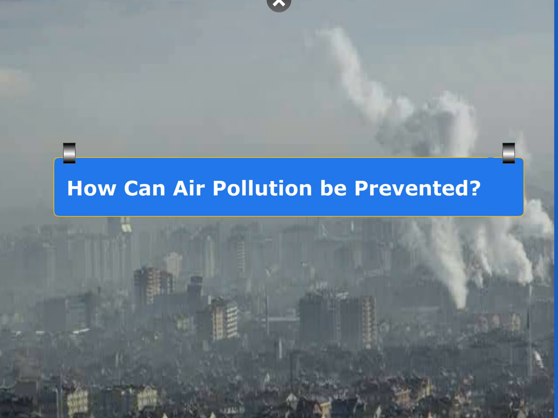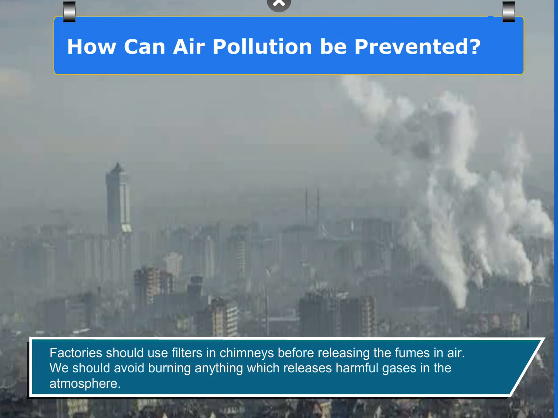How can air pollution be prevented? Factories should use filters in chimneys before releasing the fumes in air. We should avoid burning anything which releases harmful gases in the atmosphere.